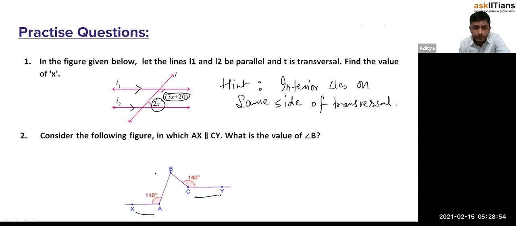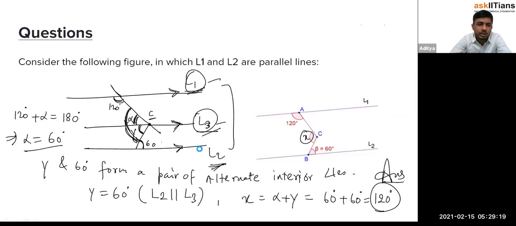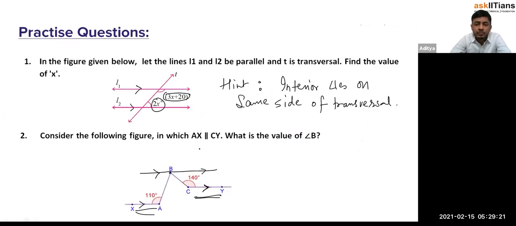From point B, construct a line which is parallel to AX. Okay, by using Playfair's axiom, we know that this can always be done. So I have constructed a line passing through B which is parallel to AX. And since AX and CY are also parallel, these two will also be parallel, using the concept that we studied here. Correct. Now, what will this angle be?